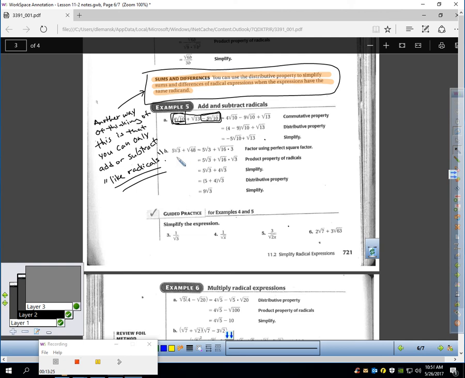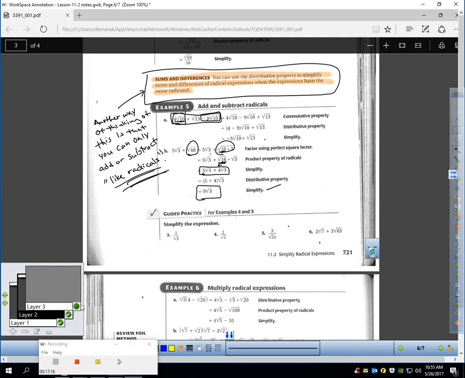Or here's another one. 5 radical 3 plus radical 48. So I have 5 radical 3. I broke 48 up into 16 times 3 because 16 is a perfect square. I can simplify that. So now I have 5 radical 3 plus radical 16 times radical 3. The square root of 16 is 4. So now I have 5 radical 3 plus 4 radical 3. Do you notice how those are like radicals? They're both radical 3. 5 plus 4 is 9. I have 9 radical 3 for my simplified expression.